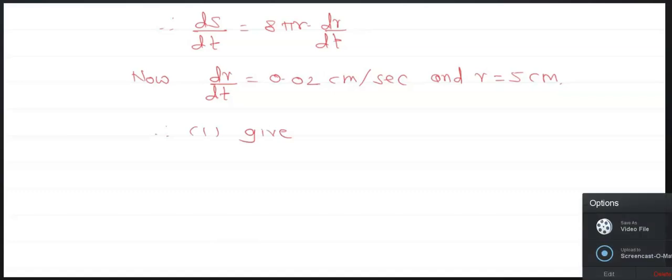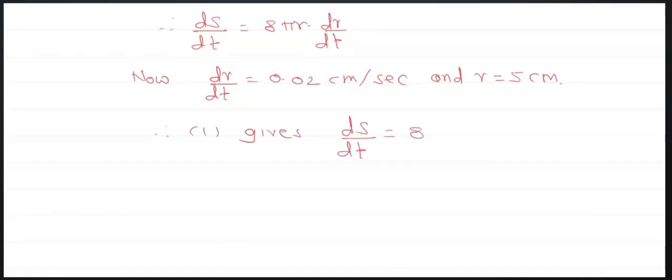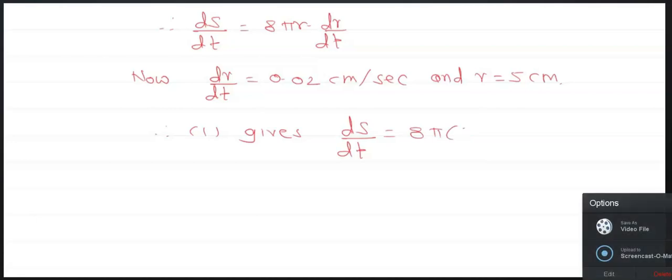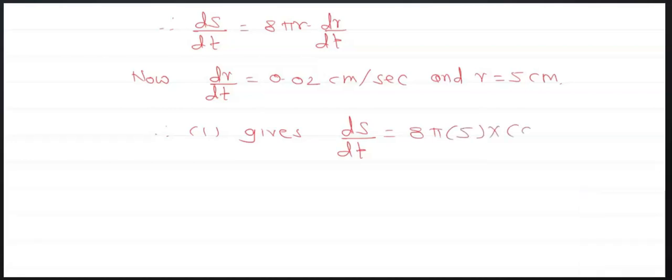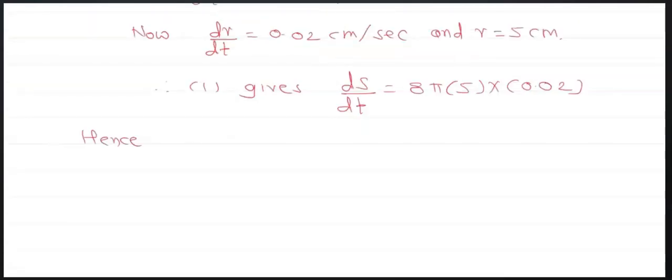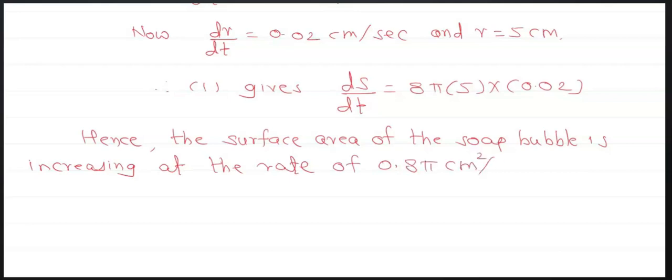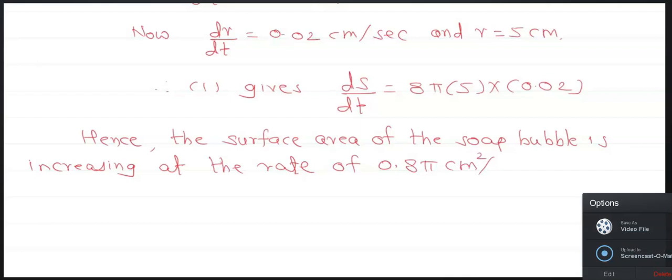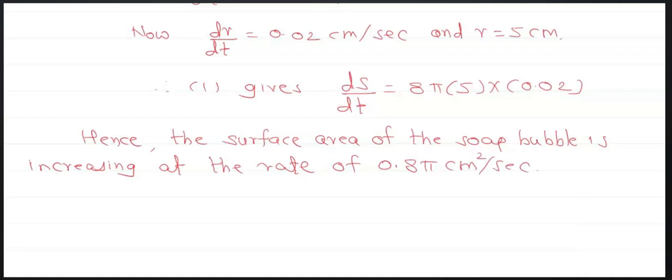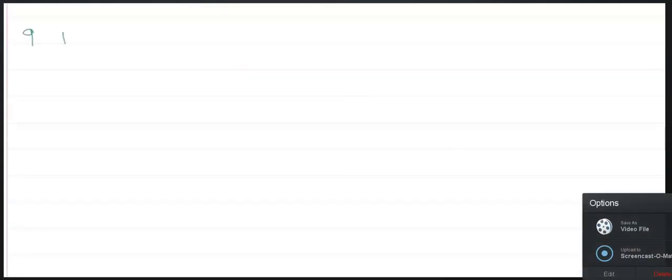Therefore, dS upon dt is 8 pi, the value of r is 5, dr upon dt is 0.02. Hence, the surface area of the soap bubble is increasing at the rate of 0.08 pi centimeter square per second. See this again.